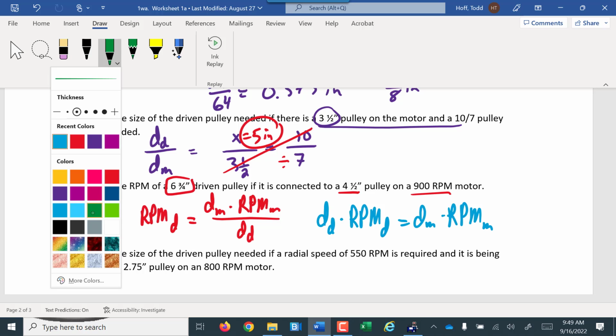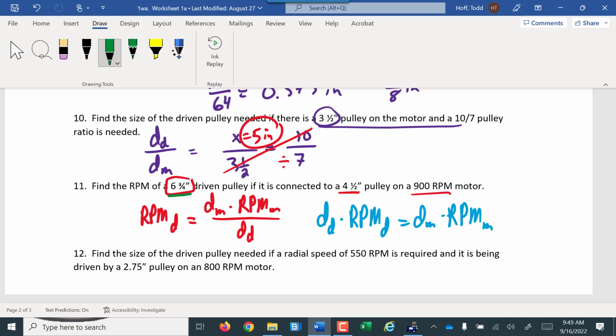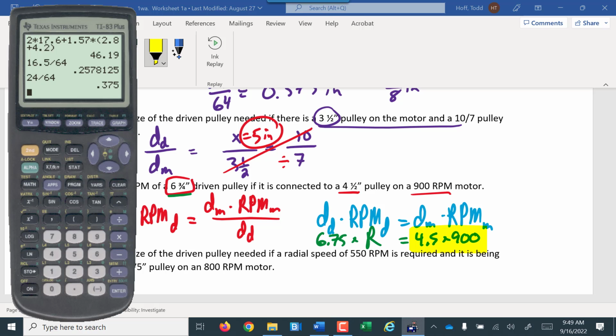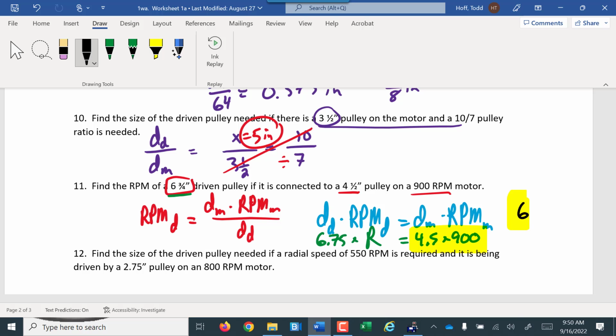So all we're going to put in here for the driven pulley is 6 3/4. I'm just going to put 6.75 times that missing RPM equals 4.5 times 900 RPMs. To solve that, we multiply 4.5 times 900, and then we divide by the 6.75. So we get 600 RPM on that driven pulley. Any questions on that one? Or on those two?